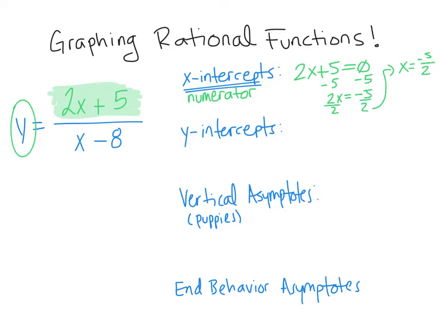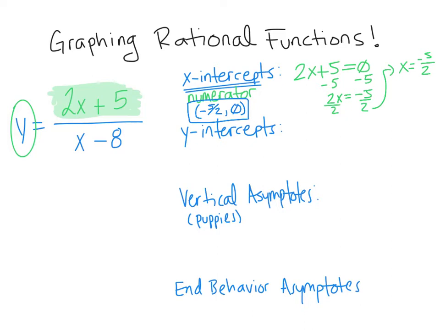Okay. So I know my graph crosses at negative 5 halves. So I'm going to write that over here in intercept form. Negative 5 halves, comma, 0. That's my x-intercept. So I've got that down. Donezo. Y-intercepts. Where do the y-intercepts happen?